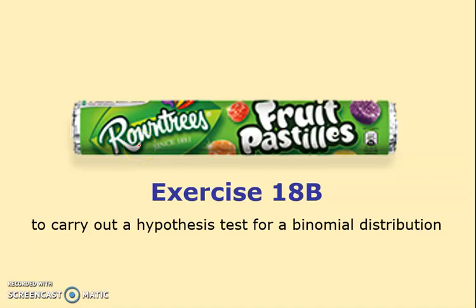Hello, Year 12. This is exercise 18b. We're going to look at something called a hypothesis test for binomial distribution.